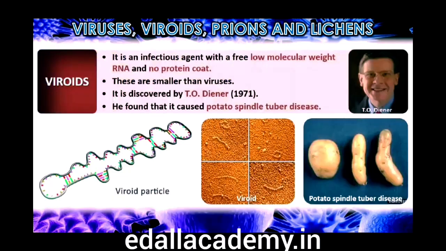Viroids. In 1971, Theo Diener discovered a new infectious agent that was smaller than viruses and caused potato spindle tuber disease. It was found to be a free RNA, it lacked the protein coat that is found in viruses, hence the name viroid. The RNA of the viroid was of low molecular weight.